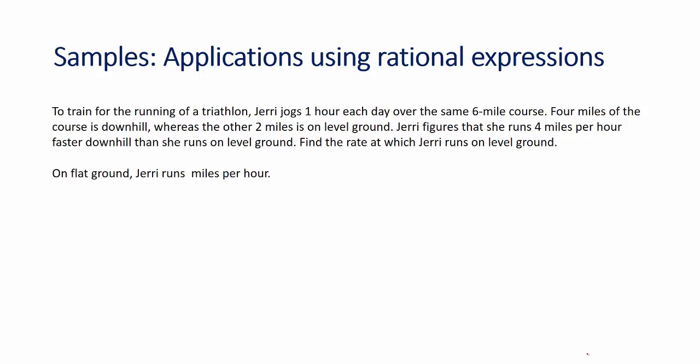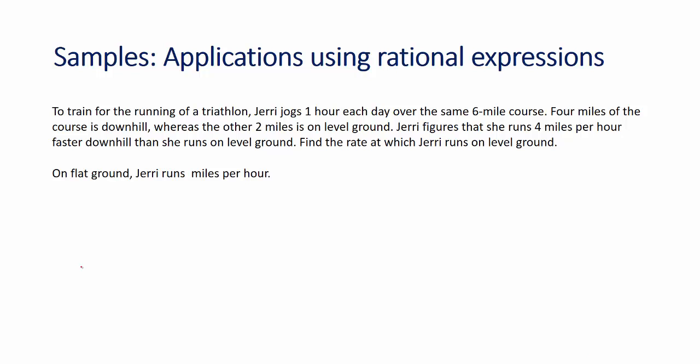This is a sample application utilizing rational expressions. To train for the running of a triathlon, Jerry jogs 1 hour each day over the same 6-mile course. 4 miles of the course is downhill, whereas the other 2 miles is on level ground. Jerry figures that she runs 4 miles per hour faster downhill than she runs on level ground. Find the rate at which Jerry runs on level ground.